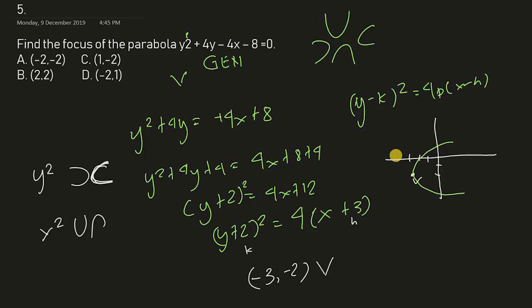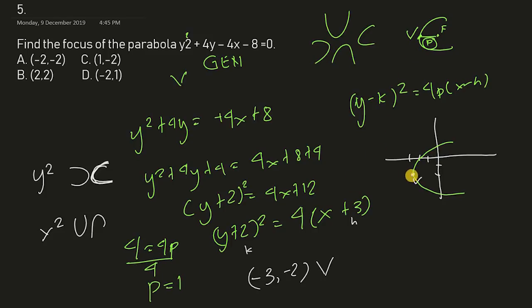Alright. Now, paano natin ma-identify kung ano yung coordinate ng focus? Always remember na if this is the vertex, the distance of focus to vertex, that's P. So we need to identify the value of P. This is 4, guys. 4 is equal to 4P. Di ba yun yung general equation? So the value of 4P is equal to 4. To find P, divide both sides by 4. P is therefore equal to 1.